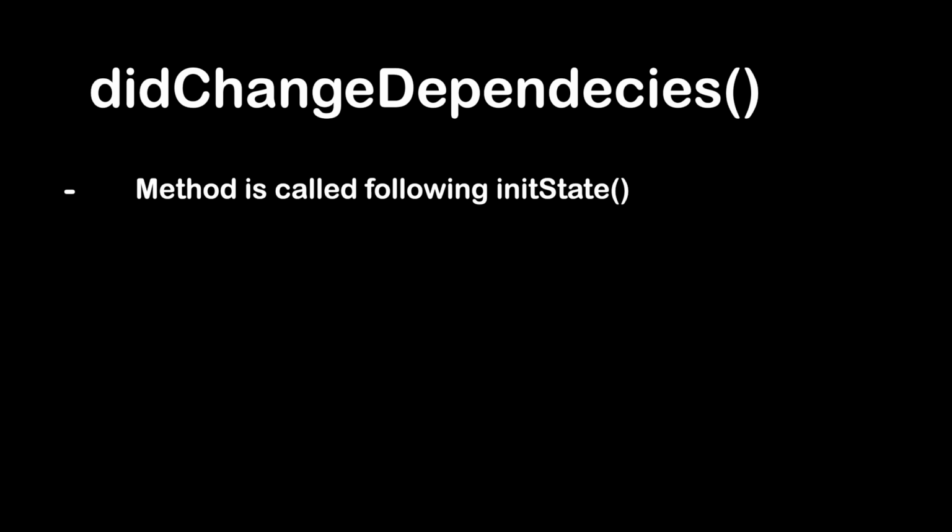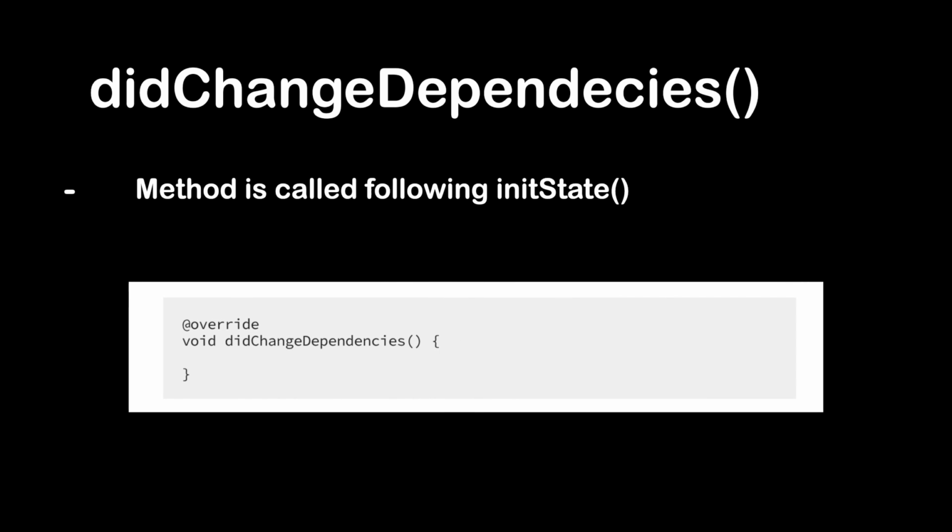Next, did change dependency. This method is called following the init state method whenever the widget initially is constructed. You can incorporate not many functionalities like API calls dependent on parent data changes, variable reinitializations, and so forth.